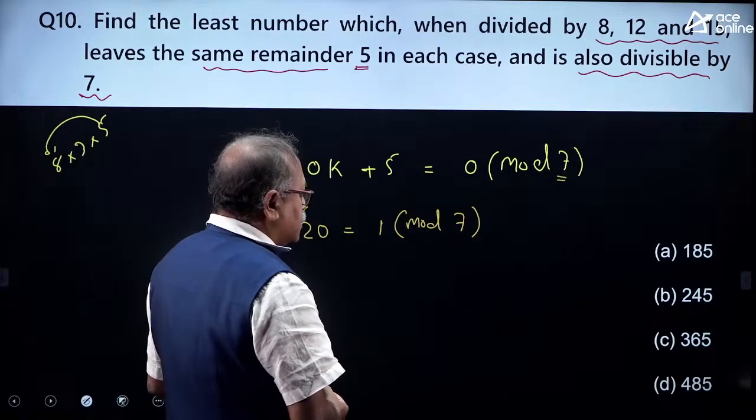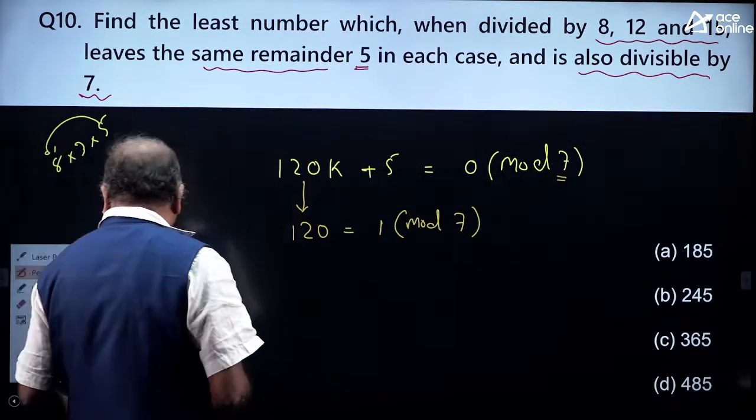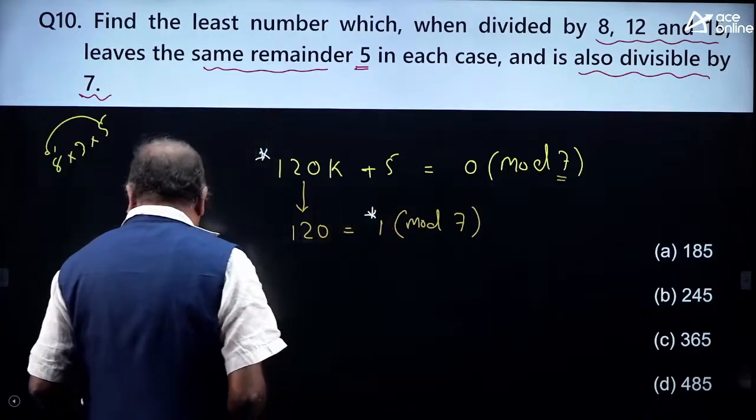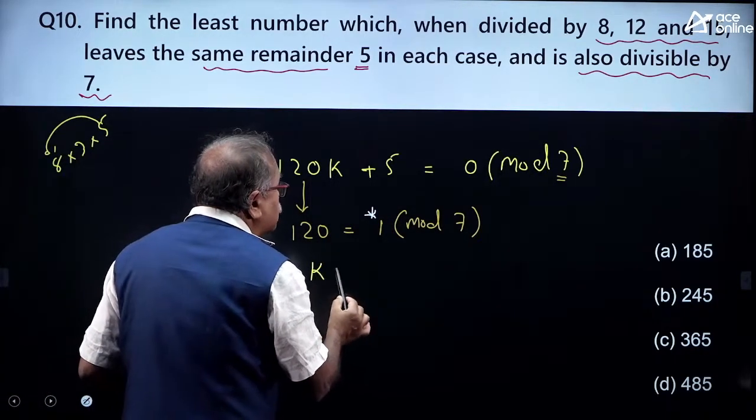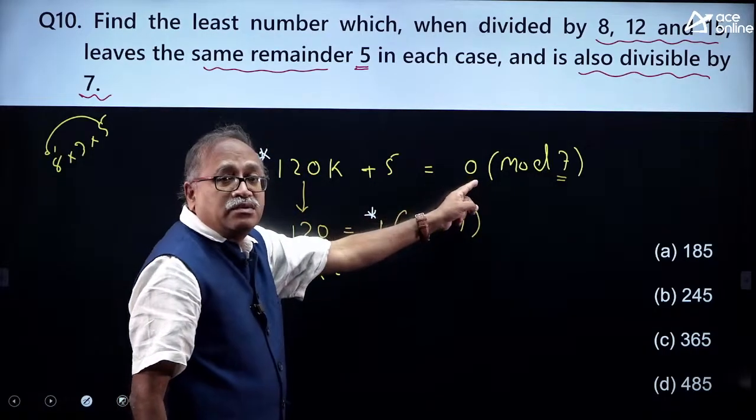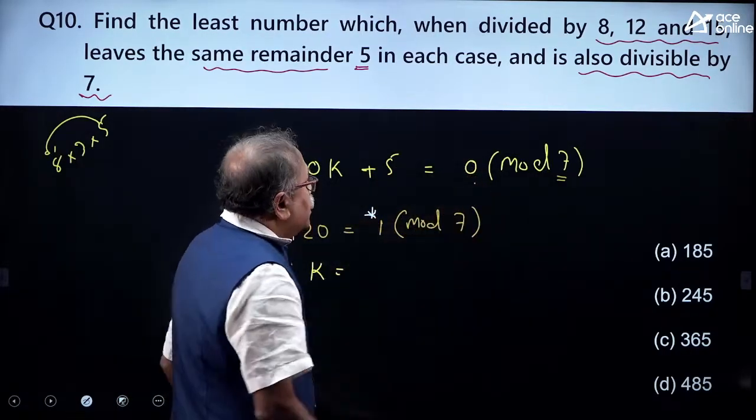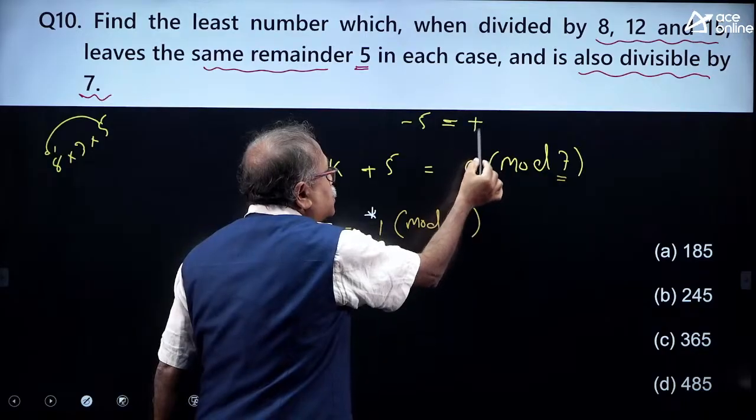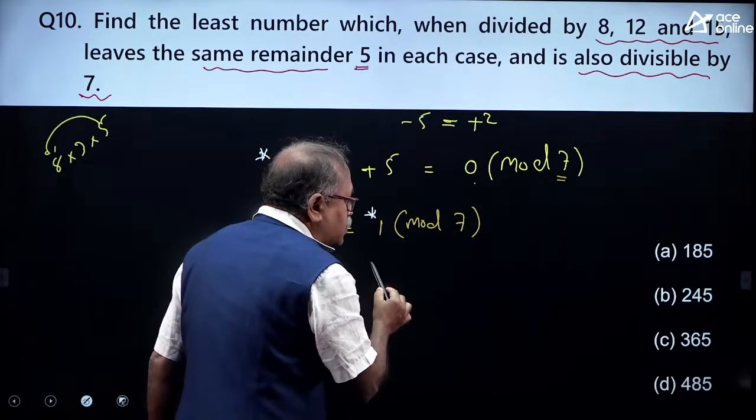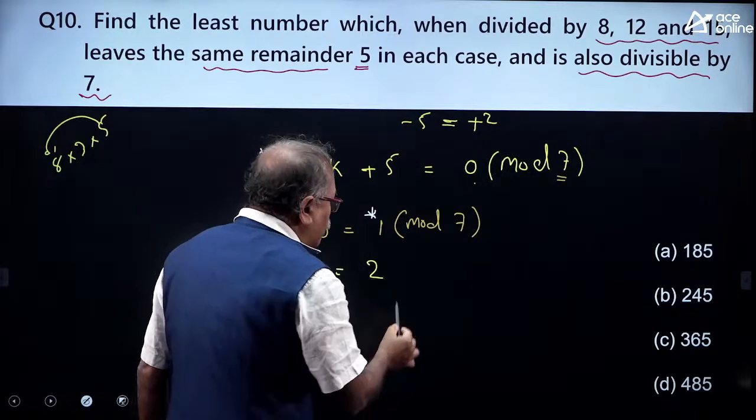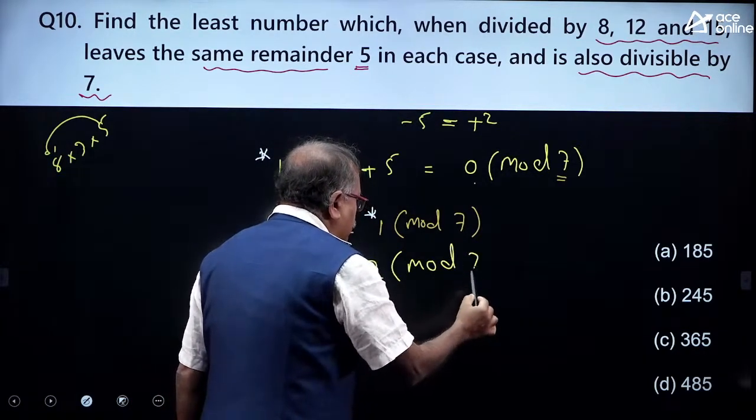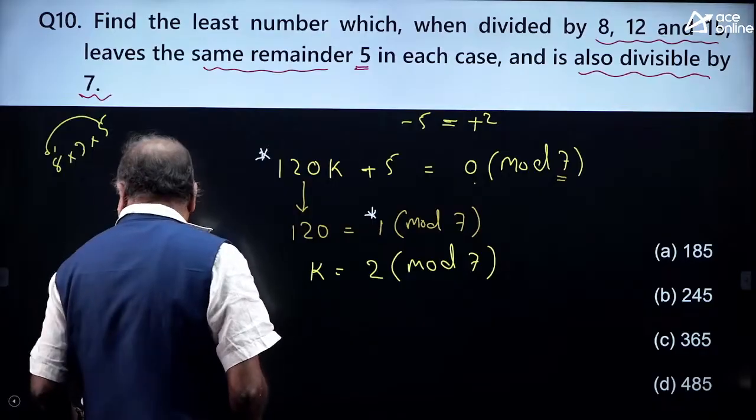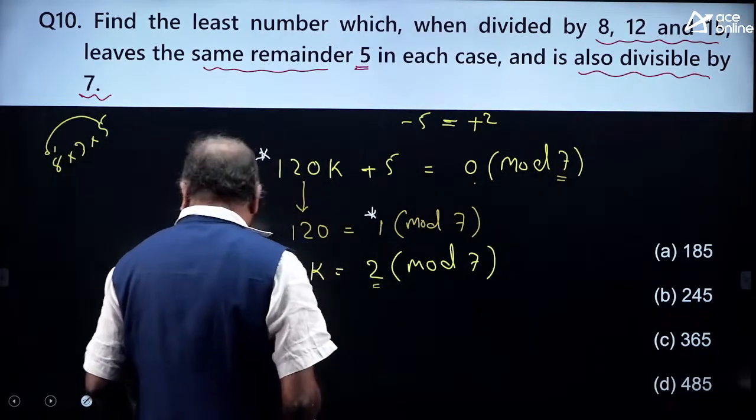I replace this 120 by 1. So 1 into k is nothing but k. So this k is equal to, that comes to minus 5, when the 5 plus 5, that is minus 5, and this minus 5 we do not take as the negative remainder. So that will be equal to plus 2. So I will write this as 2 mod 7. So what is the k value? The k value is 2 here.